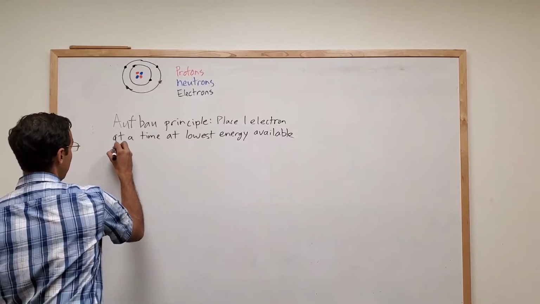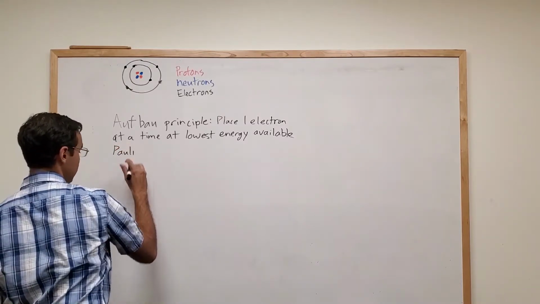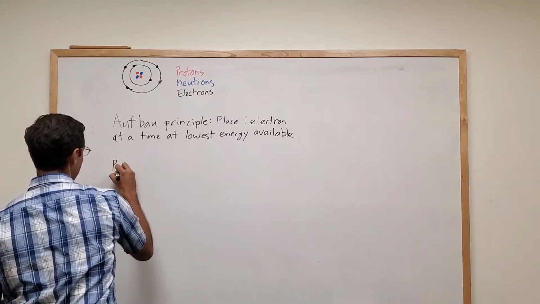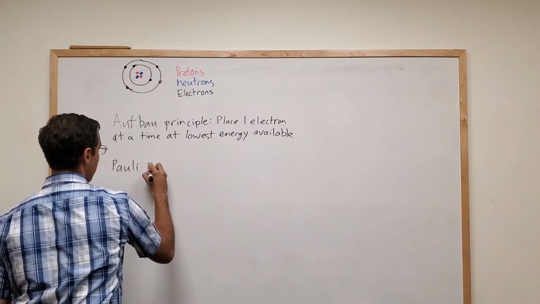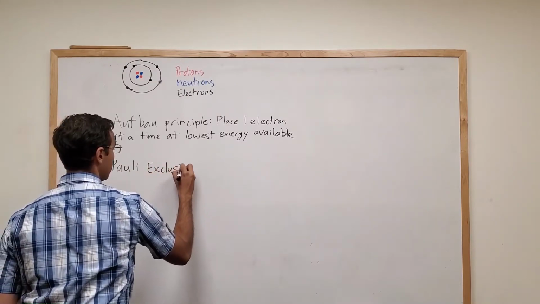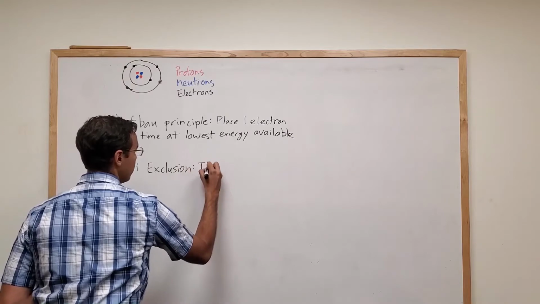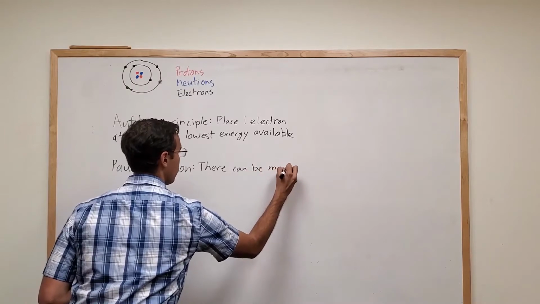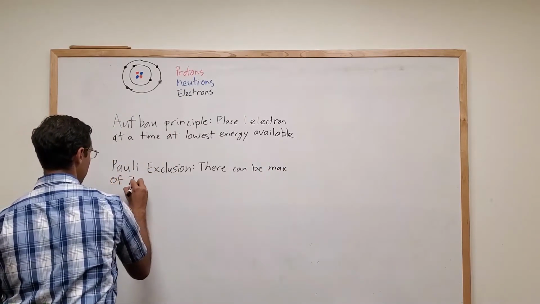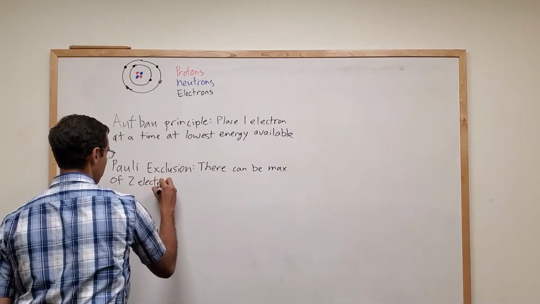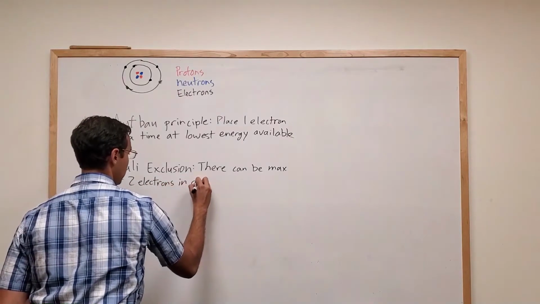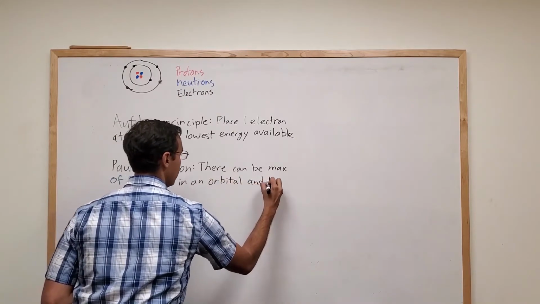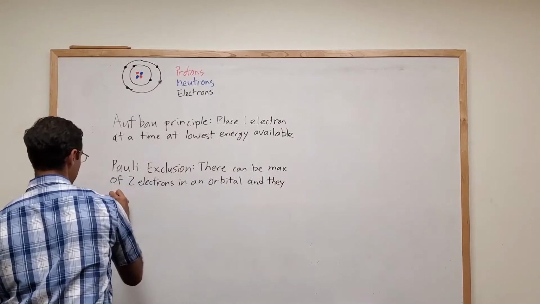Now we have Pauli exclusion. So we're just going to move that down a bit so it's clear that they're different. There can be a max of 2 electrons in an orbital, and they must have different spins.